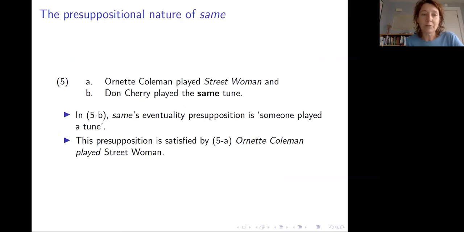So do we have any evidence for the presuppositional nature of same outside of comparatives? We believe we do. First, consider run-of-the-mill examples like 5. Ornette Coleman played Street Woman and Don Cherry played the same tune. Here, the eventuality presupposition of same is someone played a tune. And that is satisfied or bound by the first clause, Ornette Coleman played Street Woman. So that's how a run-of-the-mill example with same works. It has this presupposition, in this case, someone played a tune, and it's bound by the preceding clause, Ornette Coleman played Street Woman.